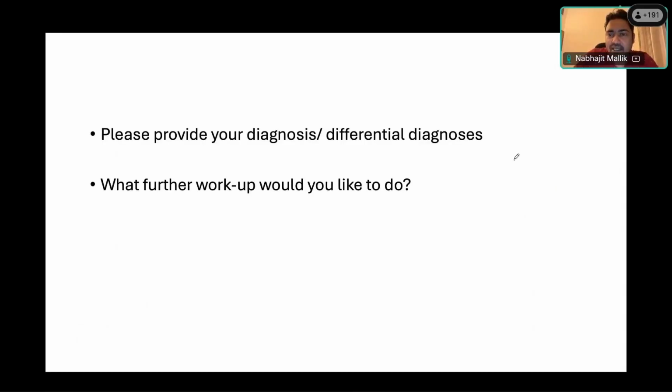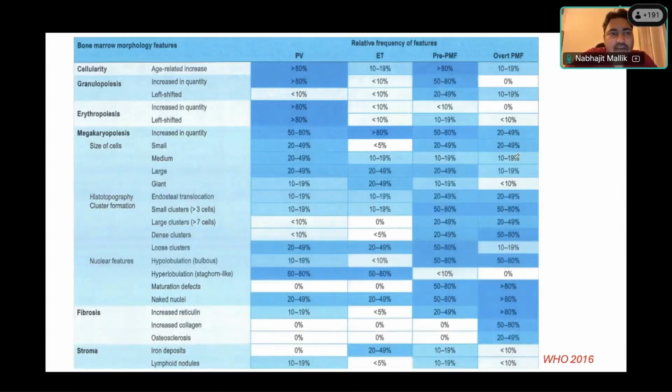And there's a wonderful table from WHO 2016 where different morphological features are used to differentiate between the three major non-CML myeloproliferative neoplasms, which are PV, ET, and PMF. You see the size of the megakaryocytes, their clustering, nuclear features, etc. You should go through this table. What is most important is that in ET, we'll have a lot of large hyperlobated megakaryocytes, in polycythemia vera a lot of pleomorphism, and in PMF, primary myelofibrosis, dysplastic, ugly-looking, hyperchromatic megakaryocytes, right?